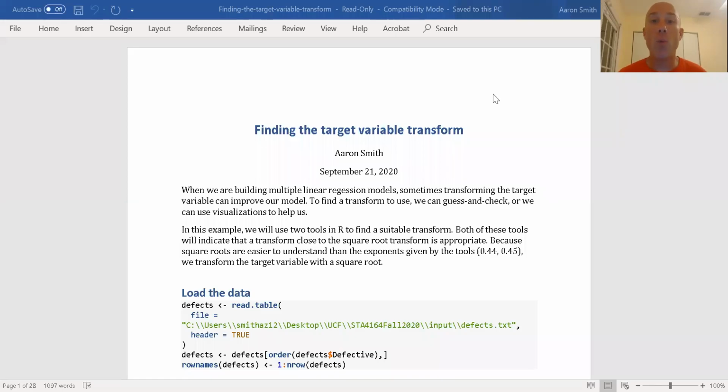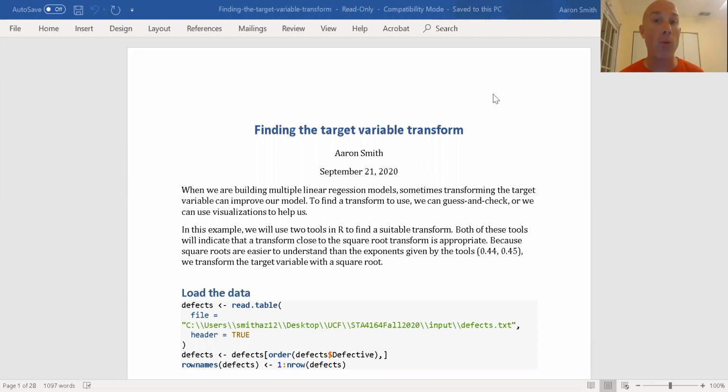Hi, in this video, we want to take a look at ways to find transformations for our target variable. All right, so here we've got a linear regression model, and after looking at the scatter plots and the diagnostics, we would like to improve our model by transforming our variables. What we're going to do here is only transform the target variable.